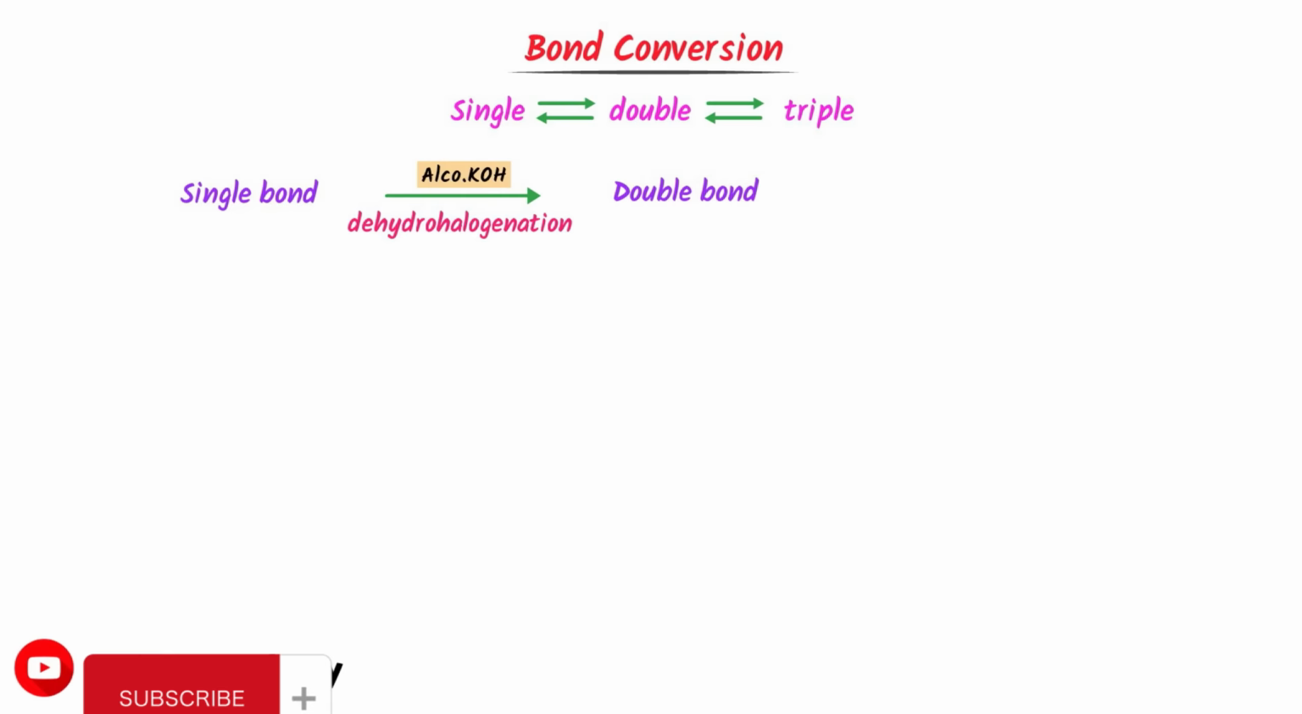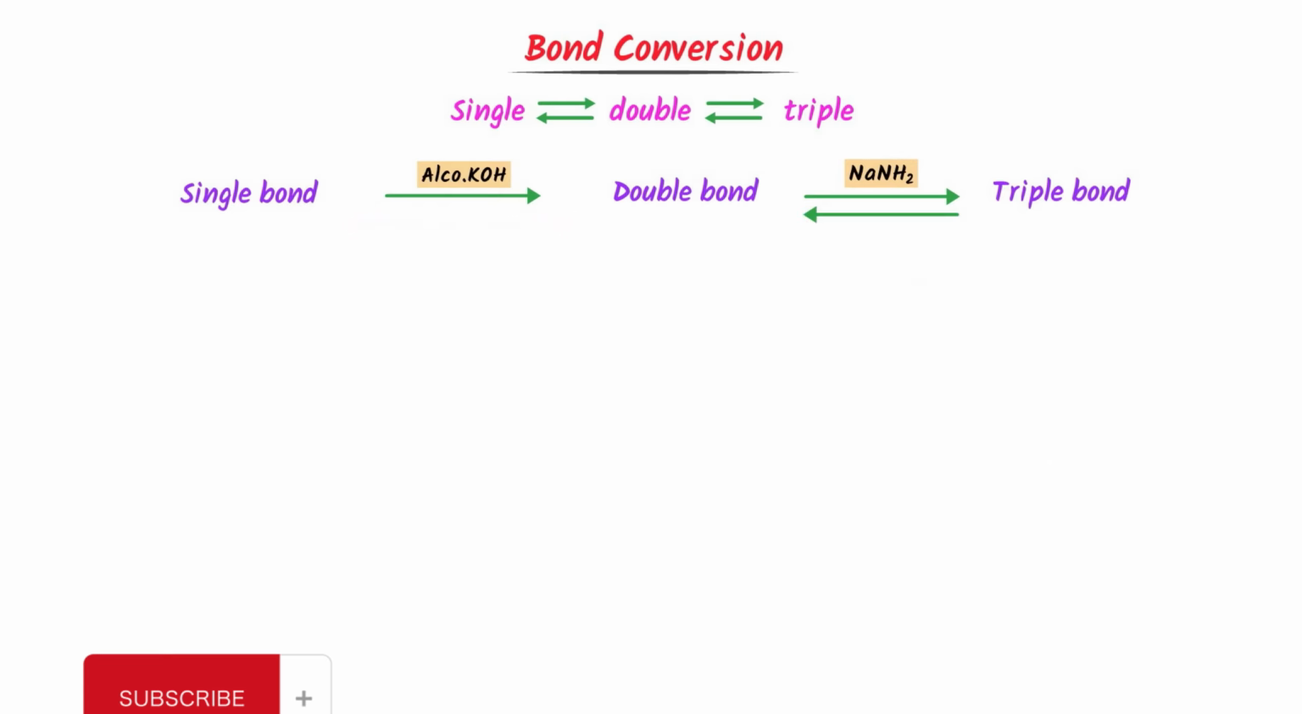The word dehydrohalogenation means that we remove hydrogen and chlorine atoms. To do so, we add alcoholic potassium hydroxide and we get double bond. In case of double bond, we add sodium amide to it. We get triple bond. In opposite case, we can convert triple bond to double bond and double bond to single bond by reducing them. In order to reduce them, we just add nickel plus hydrogen to it. Hence note down these important conversions.